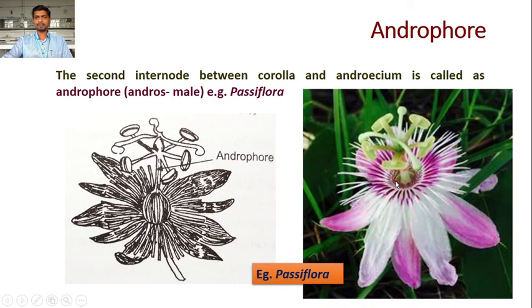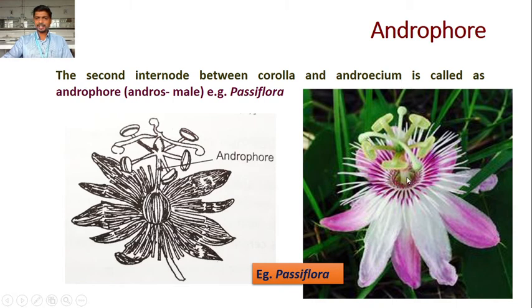So this is the picture of a Passiflora flower. Here also we can see the androphore. These are the stamens, five stamens are here. This is the corolla. So androphore is the internode. Suppose we say this is a node, and this is also a node. The portion present in between the nodes is called the internode. So androphore is the internode between corolla and androecium.